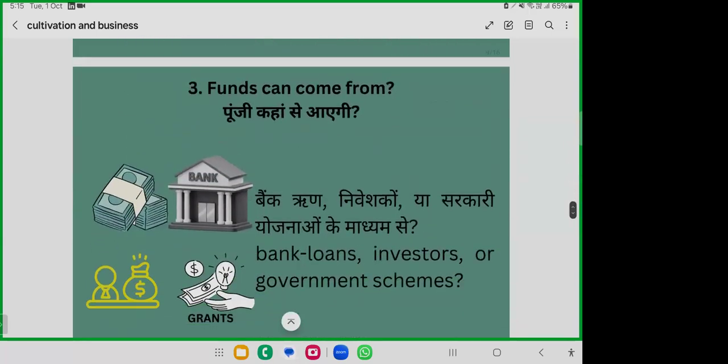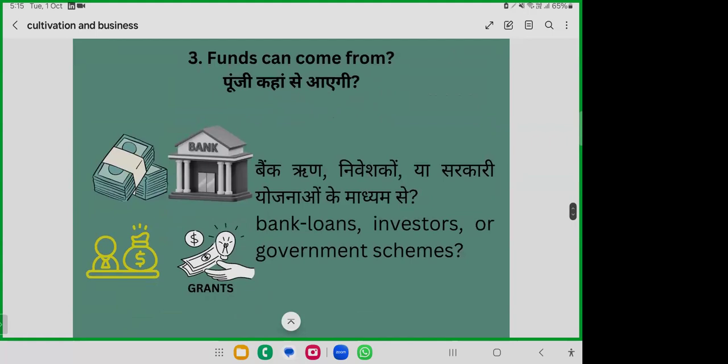Then third is funds, like where you will get the funds, from bank loan, investor, or government schemes. Banks do provide loans. There are different loans, and even in loans, there are different schemes as well. Just like Stand Up India, which is for ST, SC, or women entrepreneurs. In Stand Up India, the bank gives loans between 10 lakhs to 1 crore without any collateral. So there are different schemes as well.